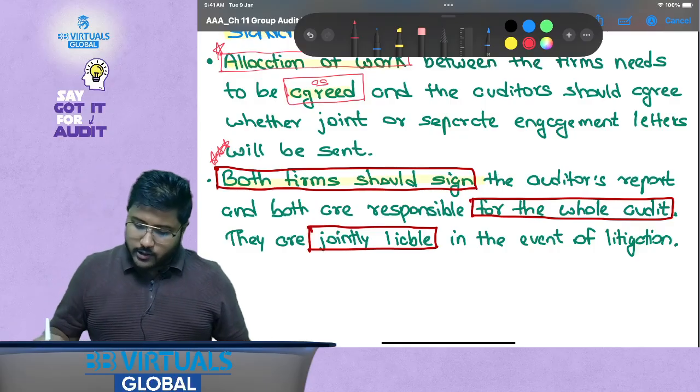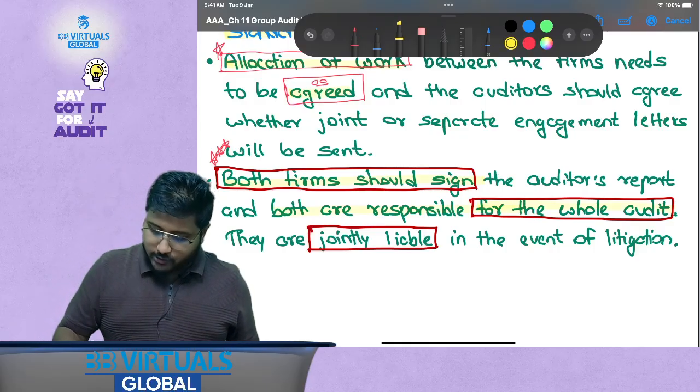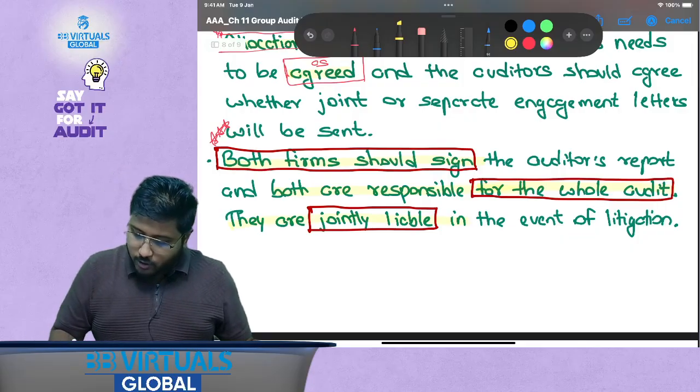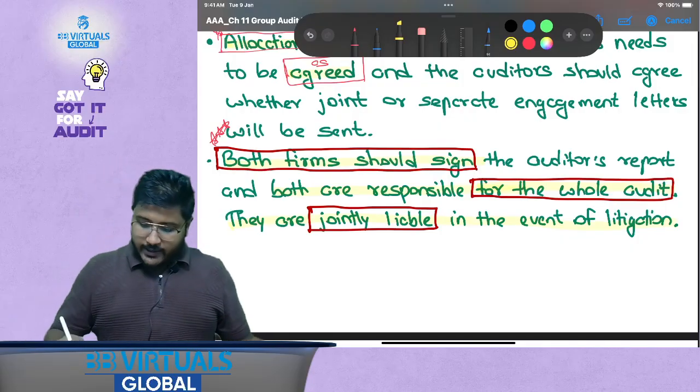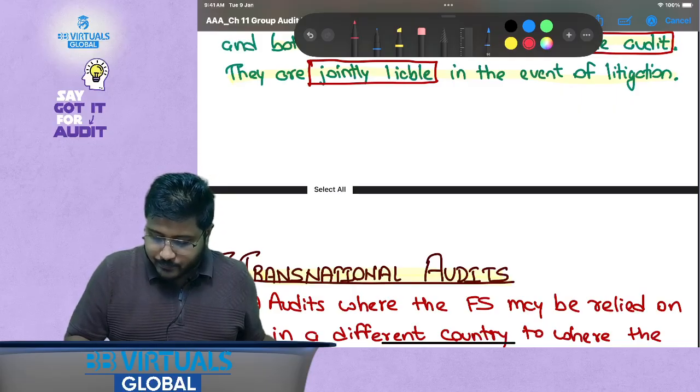Both firms should sign the audit report, and both are responsible for the whole audit. So both firms should sign, both are responsible for the whole audit because they are jointly liable. However, there are certain considerations over it.